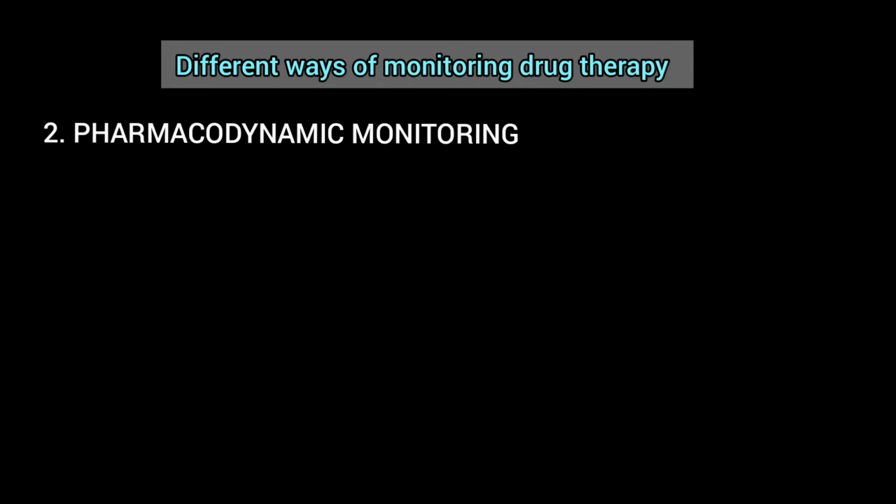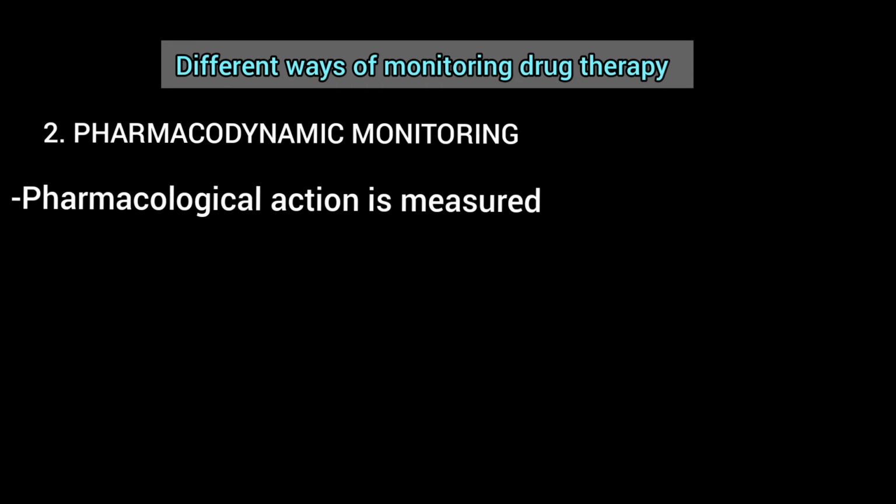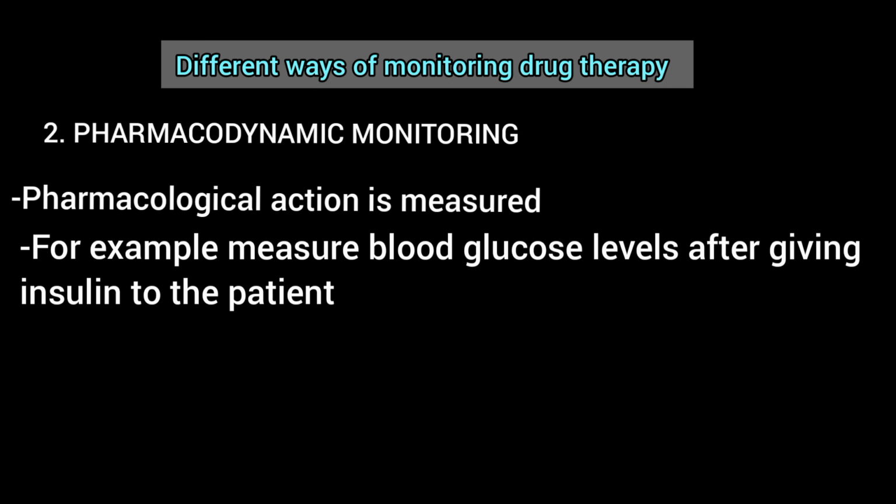Now we're going to move on to the second method of monitoring drug therapy, and this is pharmacodynamic monitoring, whereby the pharmacological action is measured. For example, we can measure blood glucose when we're giving insulin to a patient. The blood glucose levels are going to be recorded. It can be in the patient card, or even be done by the patient at home.